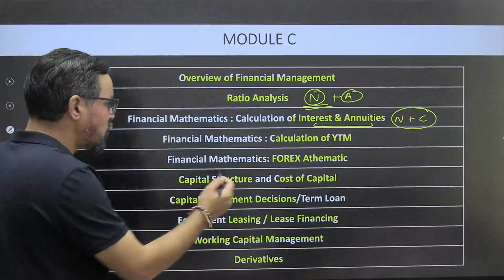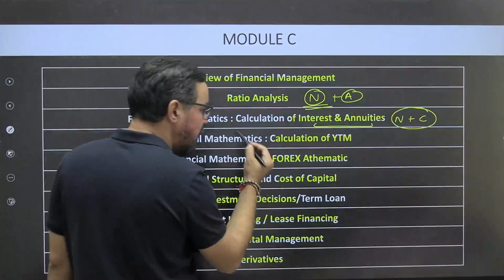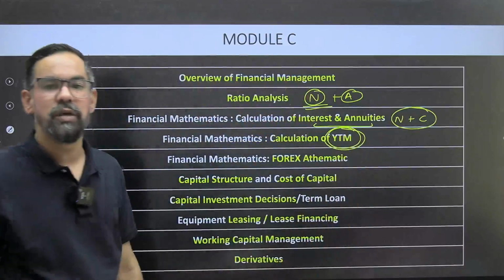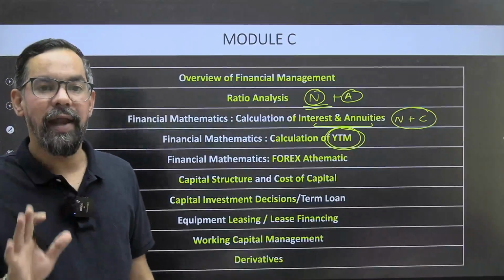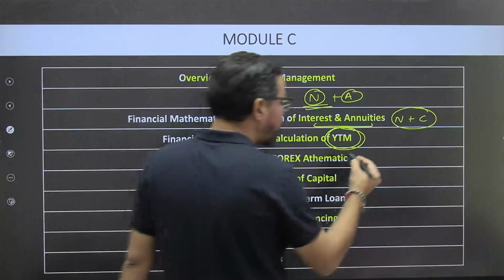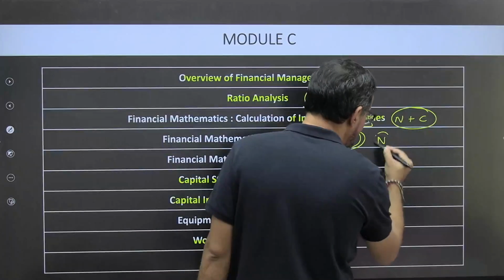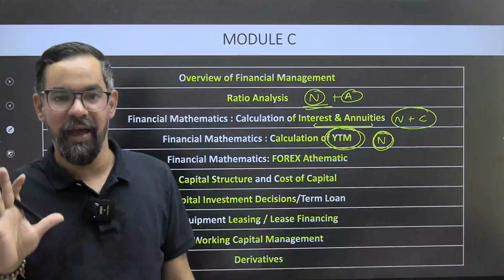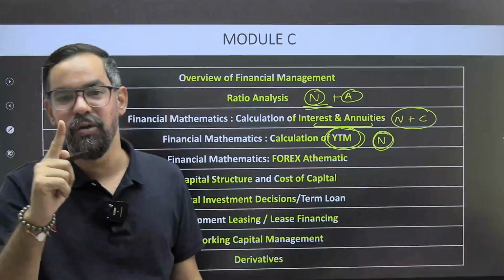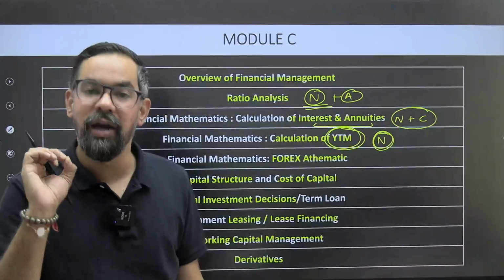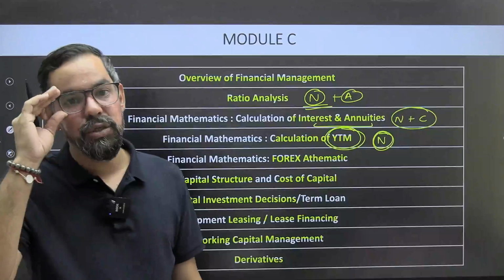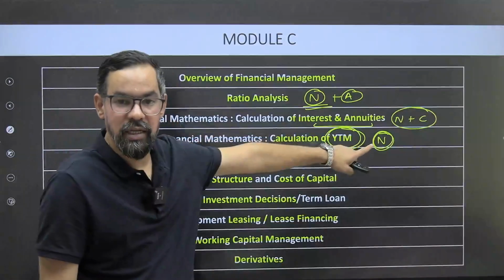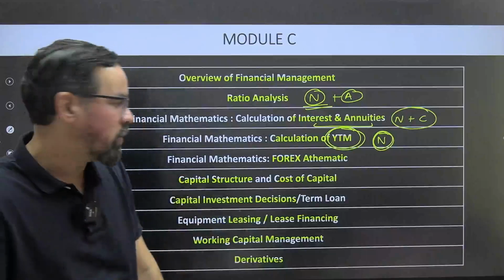Then the next topic is bonds and YTM. When it comes to bond features, again you can expect numericals based on this one. 90% of the time, one question is around the calculation of current yield, or sometimes they ask you to calculate the YTM of a bond, yield to maturity. So numerically it is again a very important one.